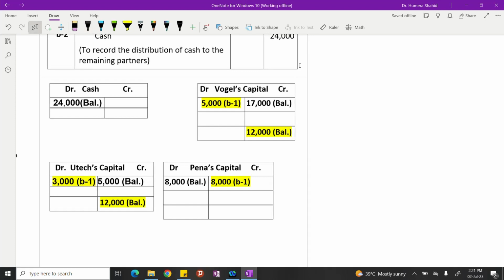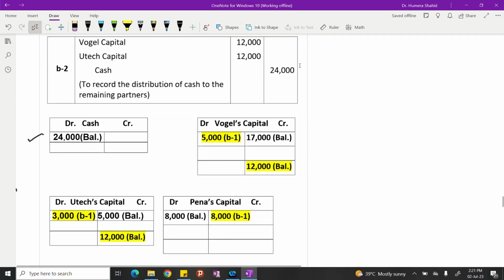So opening balance of cash was 24,000. In this question, nothing is brought in form of cash in the business, so that's why we still have 24,000. Vogel was having an opening balance of 17,000, but because of journal entry number 1 in part B, he absorbed 5,000 deficiency of Pina. That's why his capital gets debit. So now his credit balance is only 12,000.